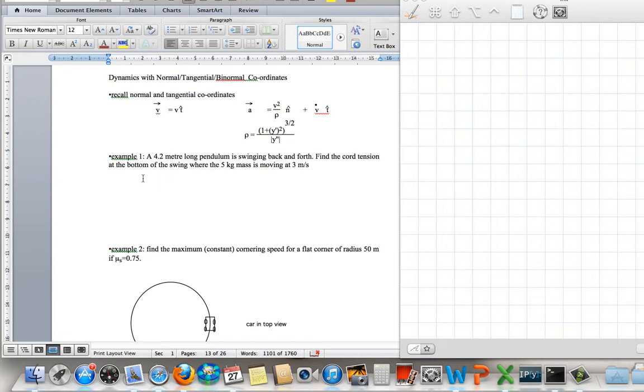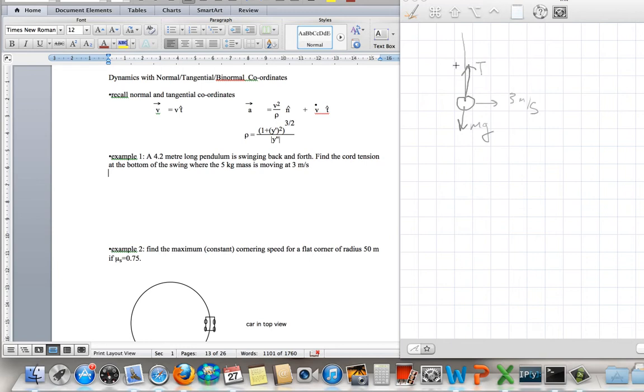So let's proceed with a series of simple problems. We'll start with the Physics 12 problem. We have a pendulum cord swinging back and forth, and we want to find the cord tension at the bottom where the mass is moving at 3 meters per second. So we'll start with the force diagram. We've got an inwards tension force and then an outwards weight, mg.